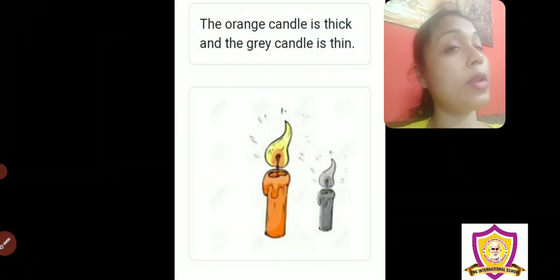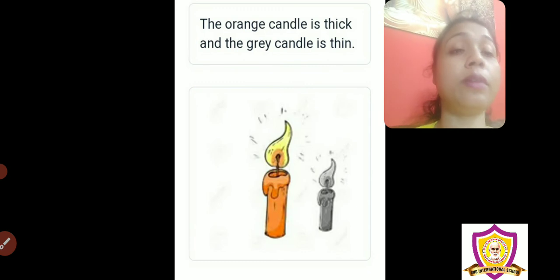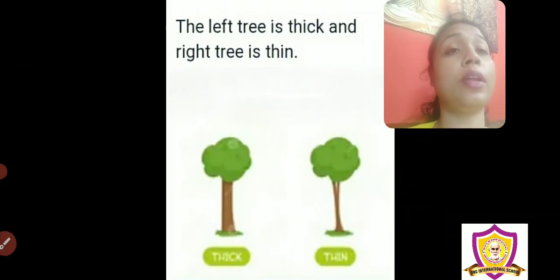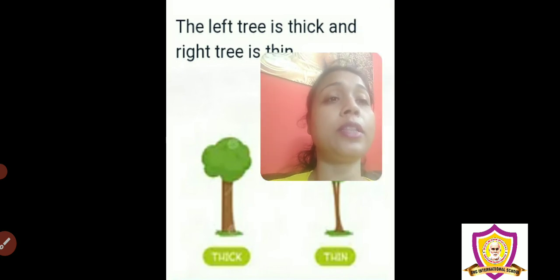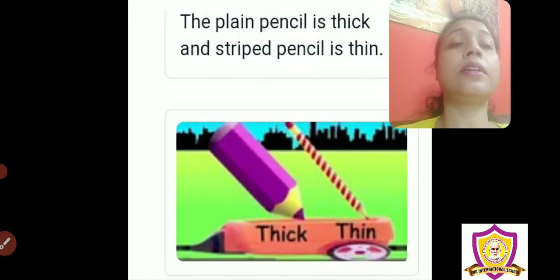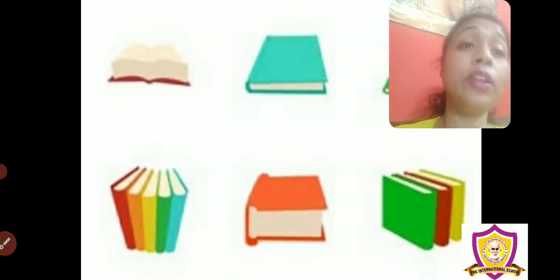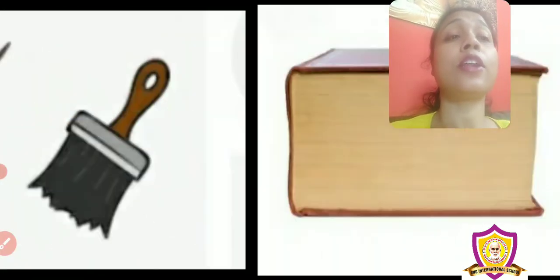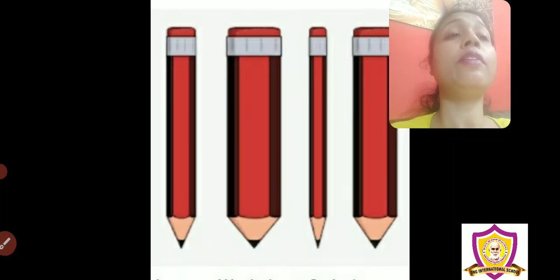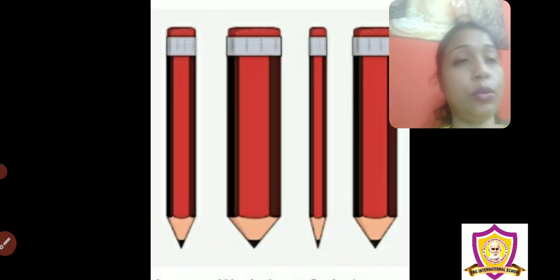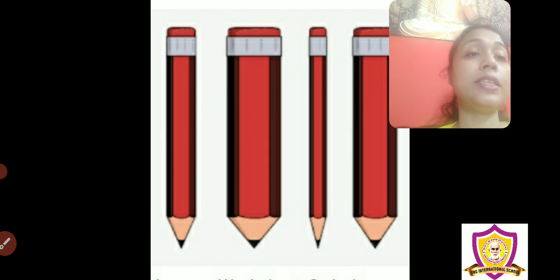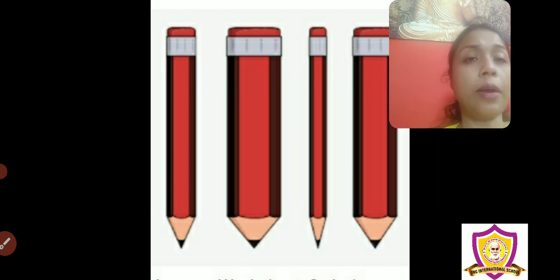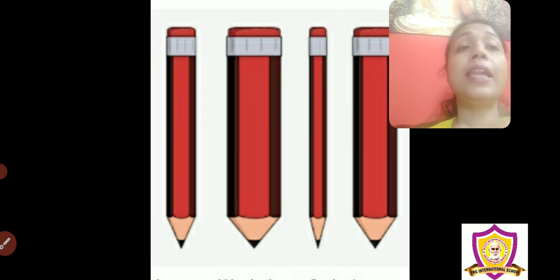You have so many things at your place. You can observe such candles, maybe some trees around your surroundings. You can check this, and then pencils. Even you might have many kinds of crayons, which are thickest and thinnest. So children, whenever you have more than 2 things, we use the word thickest or thinnest. Otherwise, if we have only 2 objects, we can compare and say thick and thin.